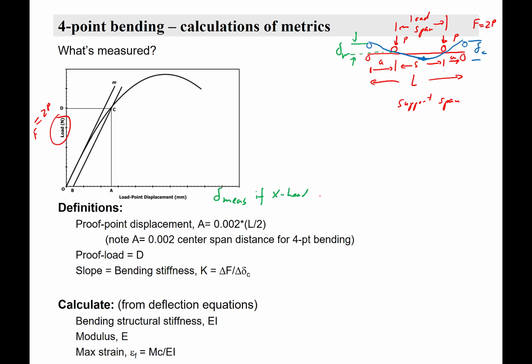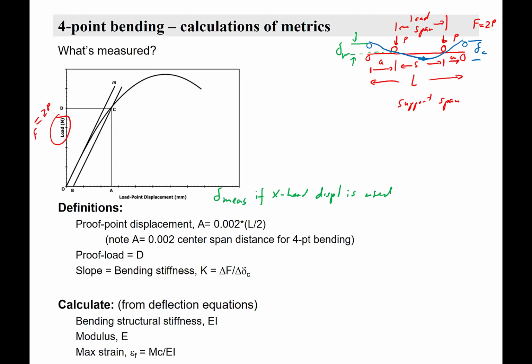if crosshead displacement is used. Okay? And for the bending, plate bending standard for metal plates, that is what it says to use for the ASTM standard. For the ISO standard, it says you have to use a deflectometer and get actual true del C. They will give you different displacements for given loads.